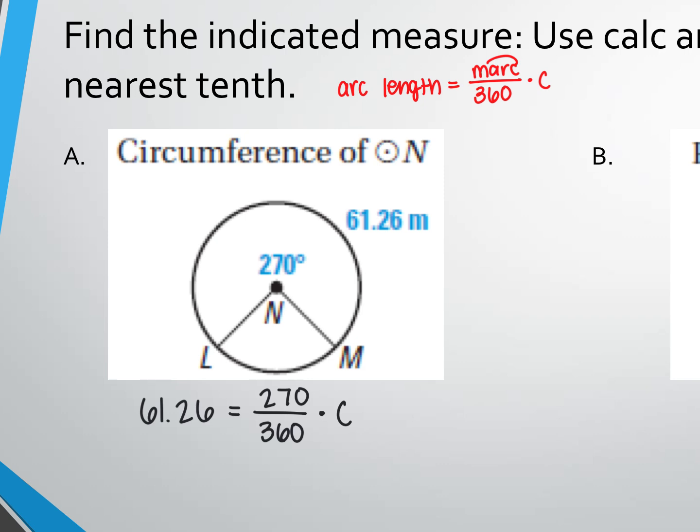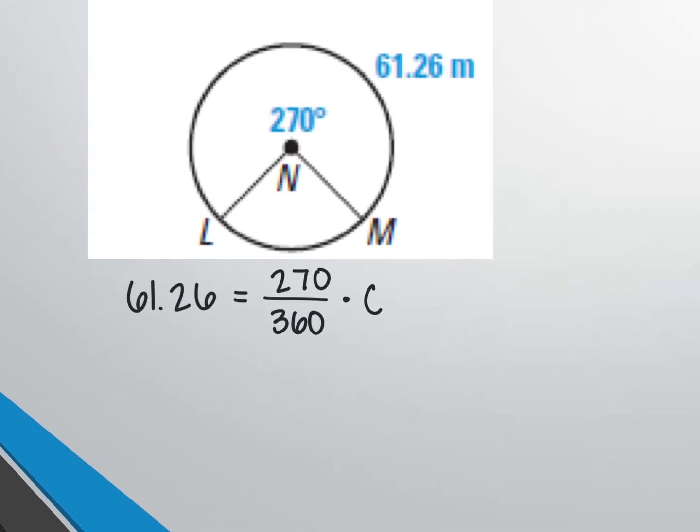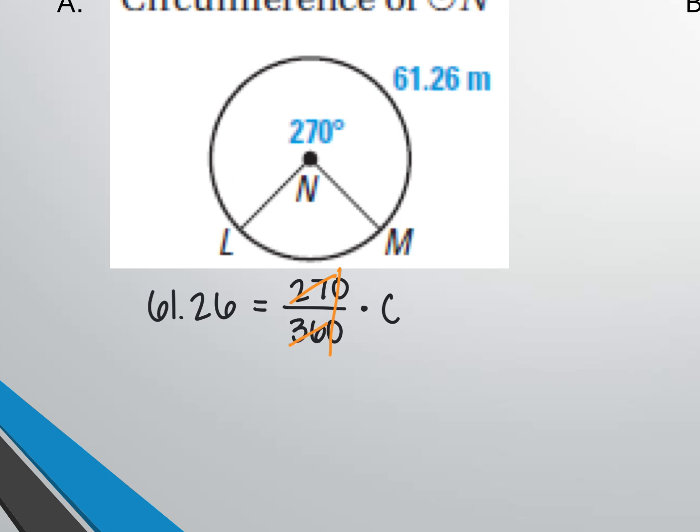All right, let's go ahead and see if we got the same answer. Again, we could solve it multiple different ways as long as we're getting to the same thing. Again, I'm going to cross out my zeros. I'm going to simplify this to 3 over 4, similar to what we did last time. So I'm going to have 61.26 equals 3 over 4 times C.